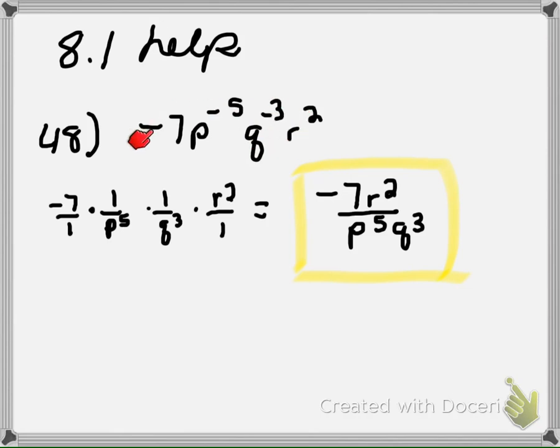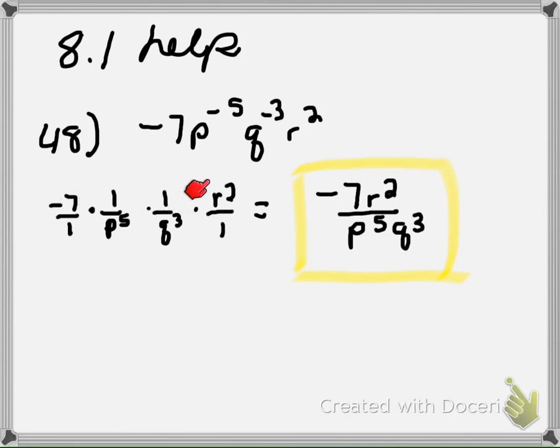So I start with this. -7 can be written as -7 over 1 times p to the -5th, which can be written as 1 over p to the 5th, times q to the -3rd, which is times 1 over q to the 3rd, times r squared over 1. Okay, now I have to do top times top times top times top.